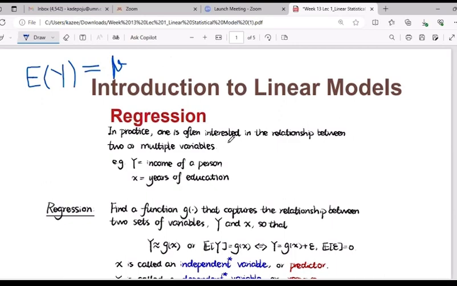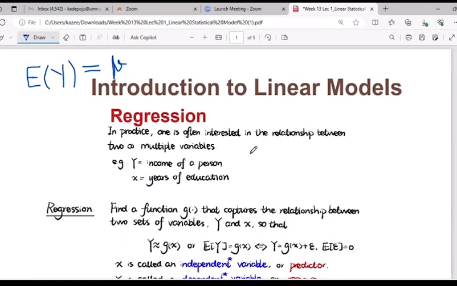So if we want to do that, that is why I said that in practice, there is a possibility that the response variable in question could be related to one explanatory variable or more. For example, I may want to look at the effect of years of education on the income of a person. In that situation, I'm not only focusing on Y, but I'm also going to be focusing on X at the same time.